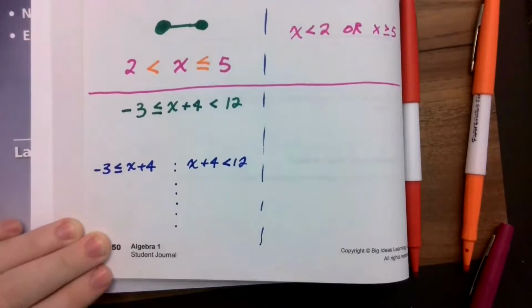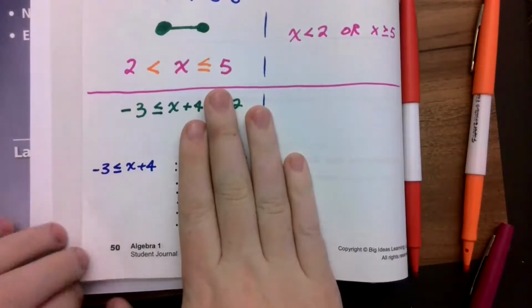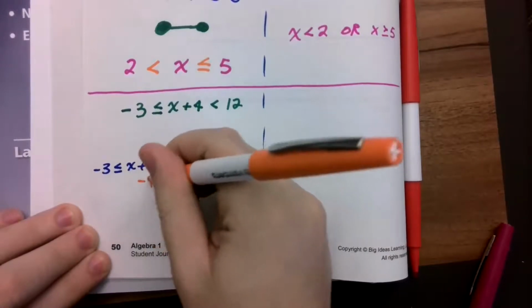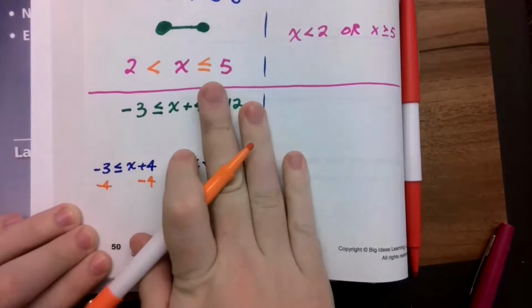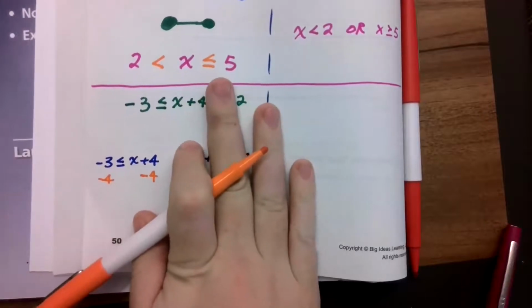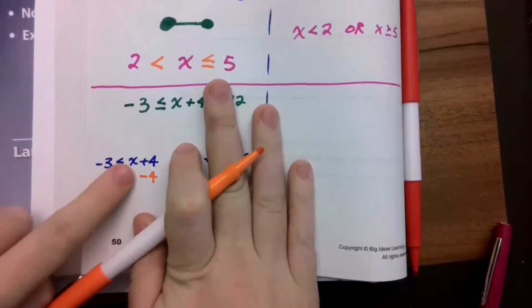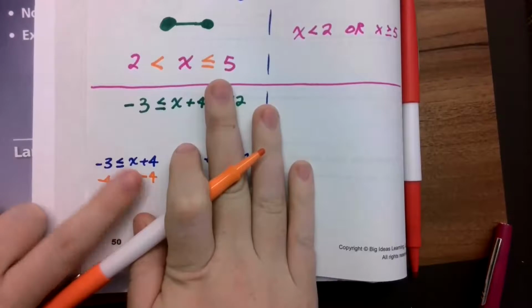So let's look at the first problem. Like we mentioned, what can we do to get x by itself? We want to subtract 4. Because, as a reminder, x is not alone. We want to get x alone. But what's attached to the x? It's plus 4. How do we get rid of plus 4? We do the opposite, which is minus 4.